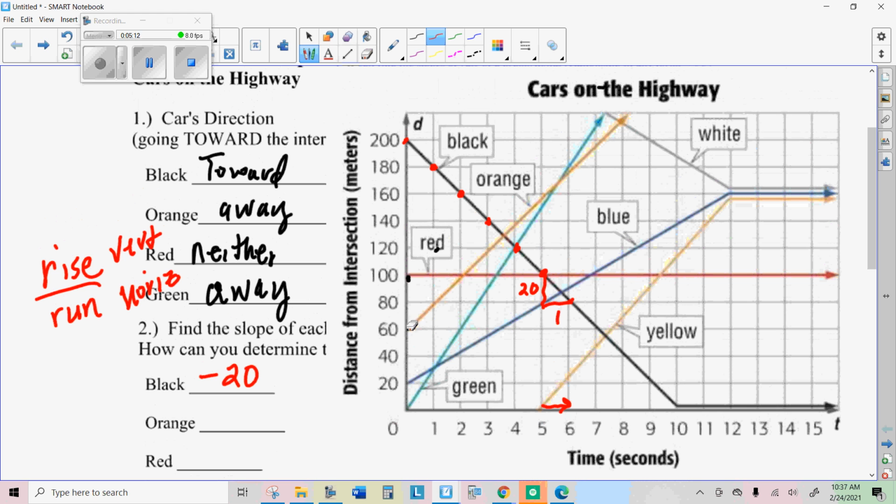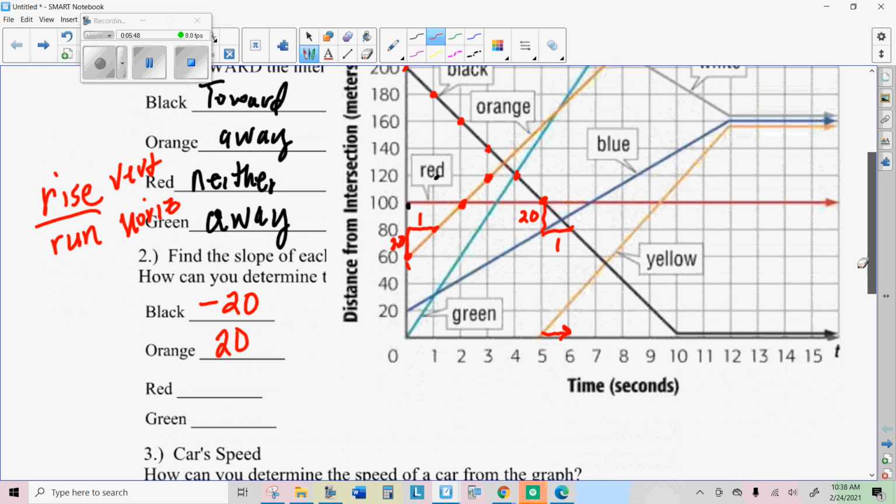Now the orange one is going away, so that's a positive slope. And it looks like, well, I guess it's pretty close to, we can look at these dots on the orange line. Okay, it looks like it's going up, draw a vertical line up and then over 1, so it's up 20 between 60 and 80 and over 1. So that would be 20 over 1, and it's positive because it's going away from the intersection. Okay, so go ahead and do the others and see if you get them right.